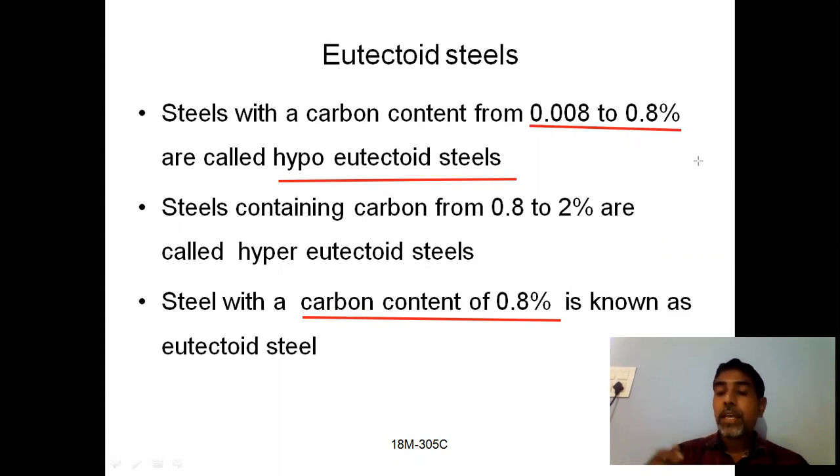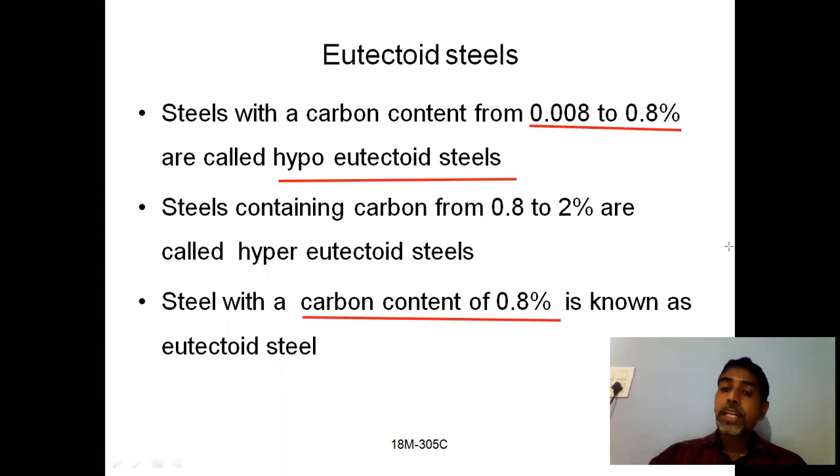0.008. We may not have 0% carbon. If you have 0% carbon, then we can say that it is pure iron. So you should have some percentage of carbon. That is 0.008 to 0.8% carbon. They are known as hypoeutectoid steels.